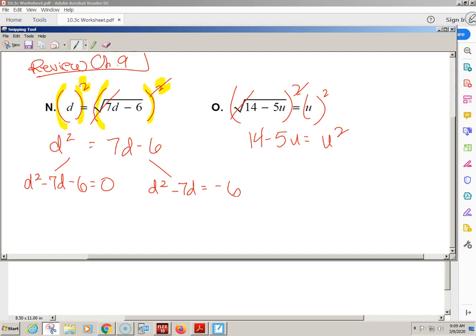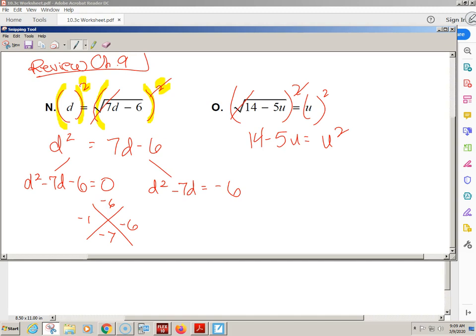So, my question to you is: is this factorable? Can I do the X method? Is there anything that multiplies to be negative 6 and adds to be negative 7? 1 and 6. But wait, wouldn't I need a negative and a negative? Which works when I add it, but what happens when I multiply?